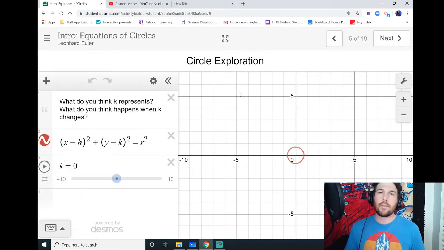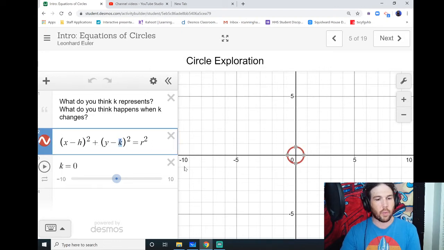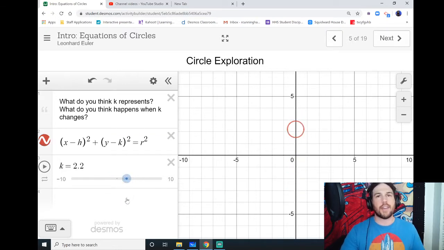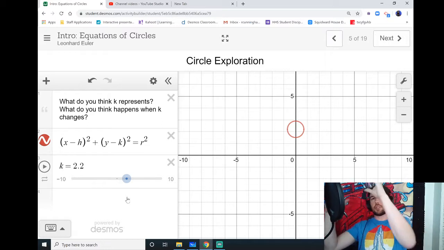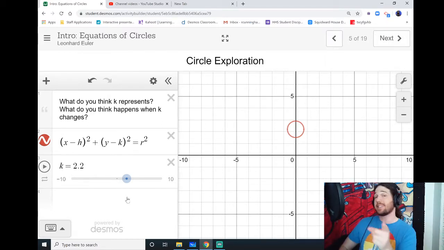Okay, obviously, what do you think k represents? I'm pretty sure anybody who has watched this far probably has a pretty good idea of what k is going to do. That's the number in here with y. And what it does is it moves the circle up and down. So with a combination of h and k, we can move the circle anywhere we want. We can translate the circle. There's a good vocabulary word. We can translate the circle wherever we want.